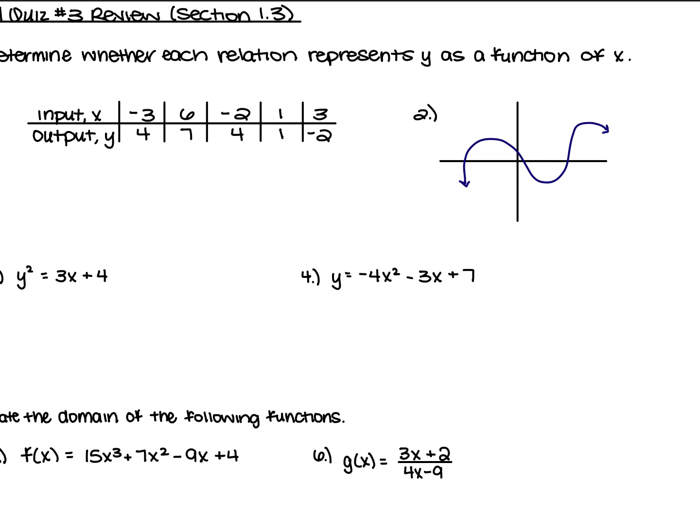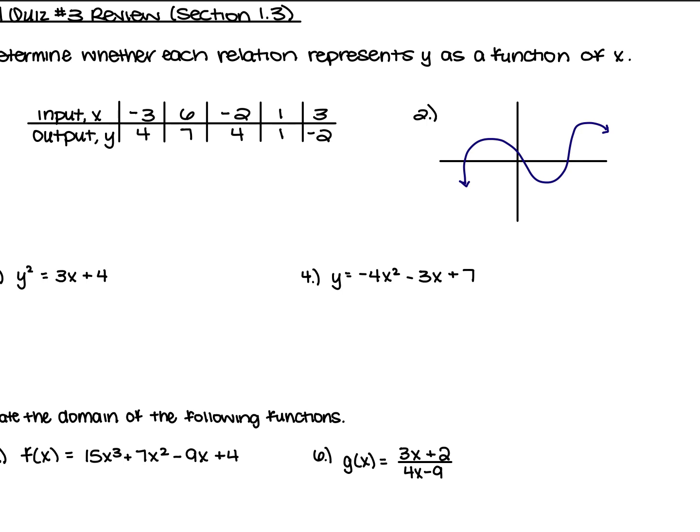So your quiz, like I said, is just on 1.3. If you remember from 1.3, you're telling whether or not something is a function, whether it's a table, a graph, an equation. Then you're also finding the domain of functions.